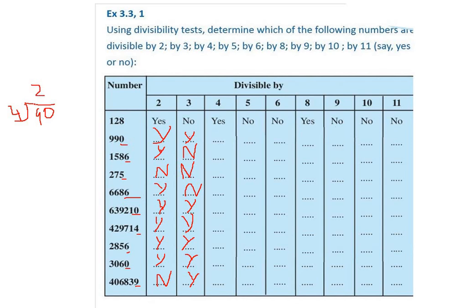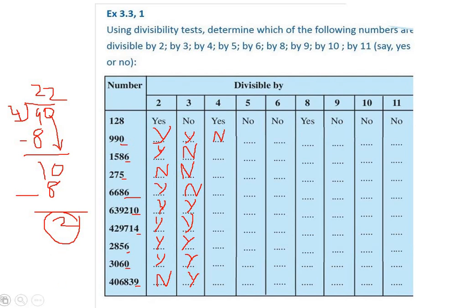4 2s are 8. If you do minus, your answer is 1 and down comes 0. So 10, again 4 2s are 8, and what will be left in the remainder? It is 2. So 2 remainder is there, that means 0 has not come. So we can say that 90 is not divisible by 4. So the whole number 990 will also not be divisible by 4, writing no here.